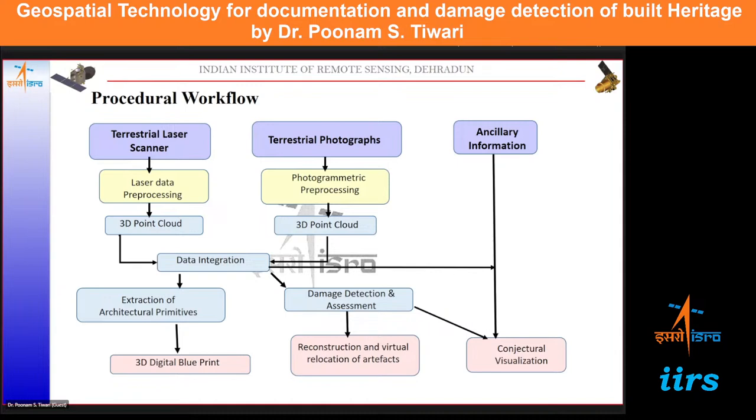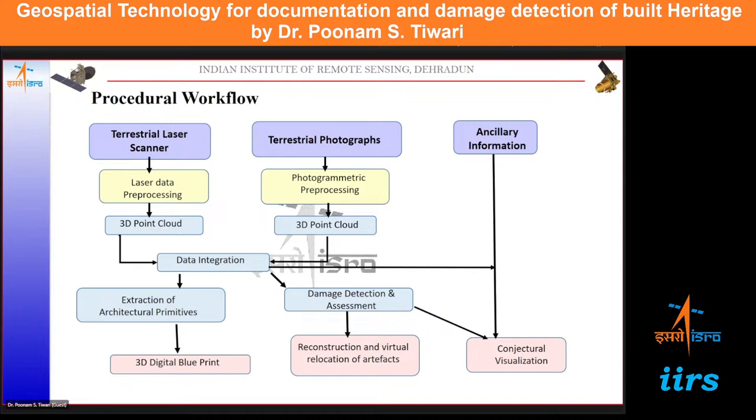As you can see, we have used terrestrial laser scanning data as well as terrestrial photographs. We also utilized ancillary information from the literature, how these buildings were, and the old maps and so on. This is a broad methodology. The terrestrial laser scanner data is processed to generate the 3D point cloud. Similarly, terrestrial photographs are used, and photogrammetric processing is carried out. From here also we generate a 3D point cloud.